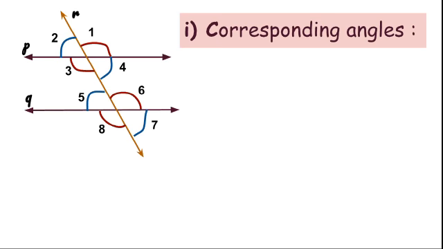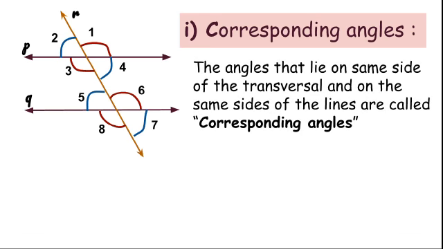The meaning of corresponding angles is the angles that lie on same side of transversal and in the same side of the lines are called as corresponding angles. That means the angles should be either above the line P and line Q or below the line P and line Q. Let us see what are the corresponding angles in this figure.